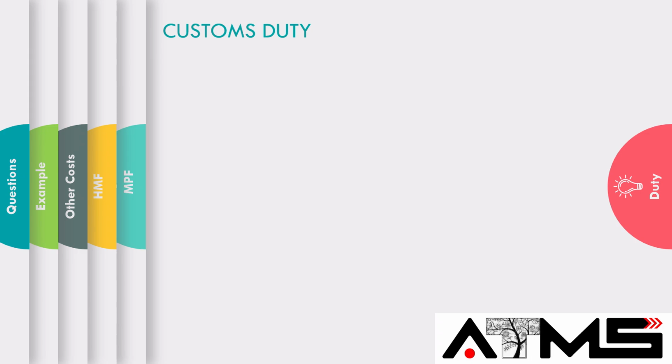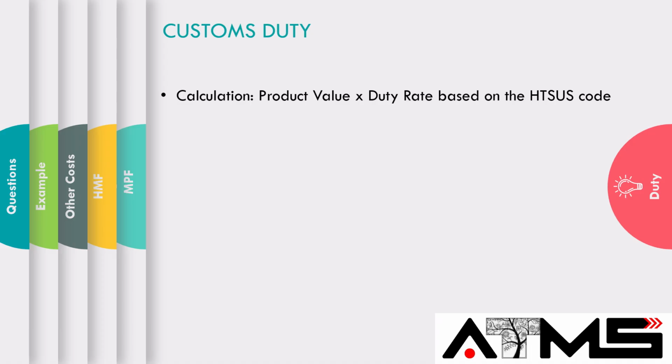Customs duties are taxes you must pay to U.S. Customs and Border Protection, called CBP, when importing goods into the United States. In principle, duties are calculated by applying the tariff rate determined by the product's HTS, Harmonized Tariff Schedule Code, to the declared value of the imported goods as shown on the commercial invoice.